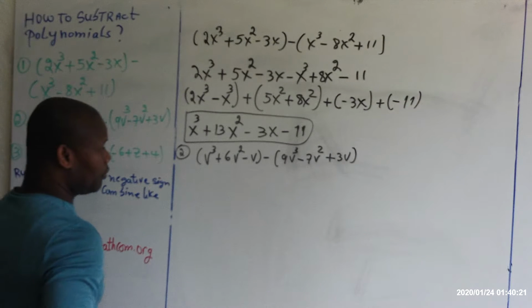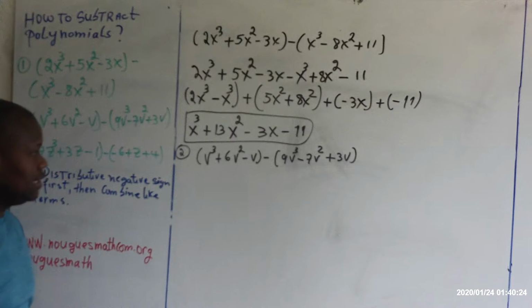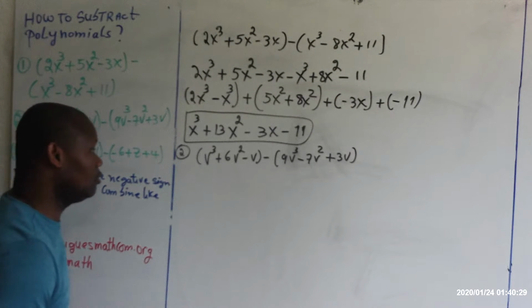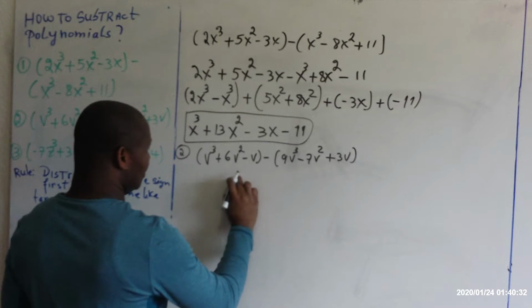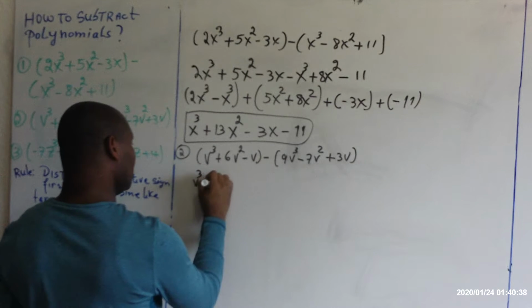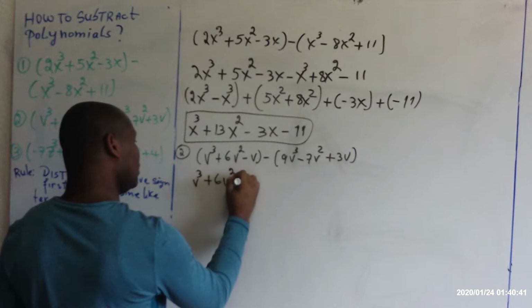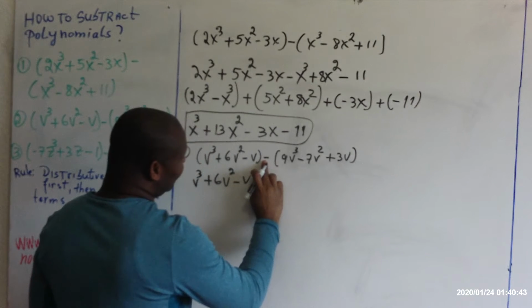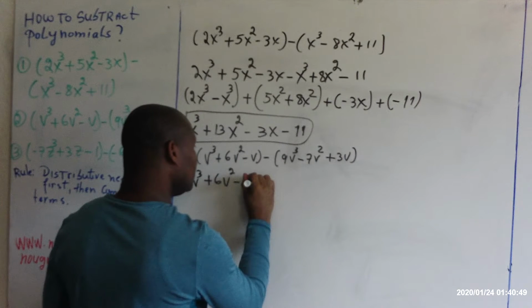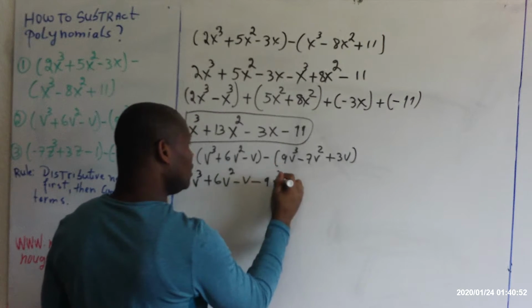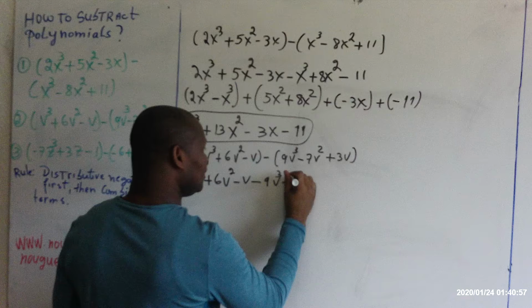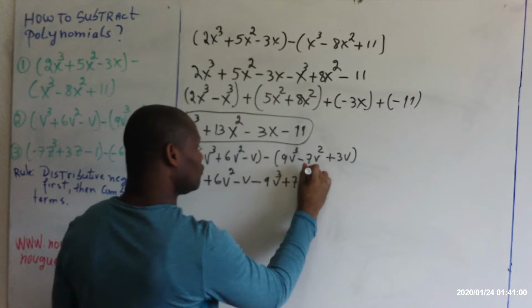Okay, as I told you, the first thing you do is distribute the negative sign. Okay, the negative sign must be distributed first. So let me just write the left terms. It is v to the 3 plus 6v squared minus v. So now negative sign times 9v to the 3 is going to be negative 9v to the 3. Negative sign times another negative sign, that's going to be positive 7v squared.